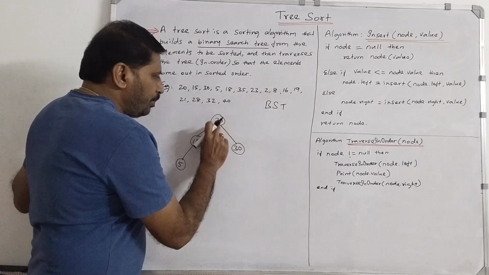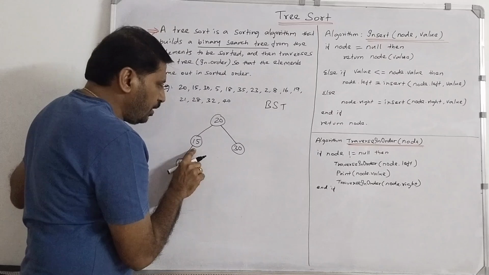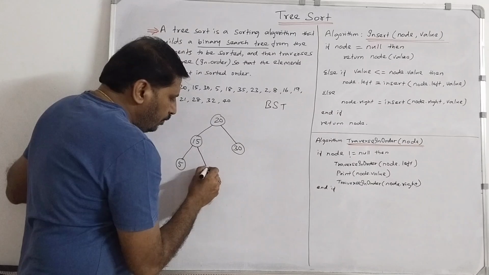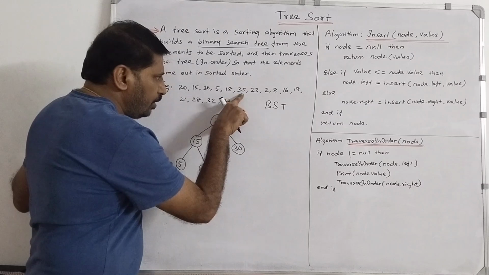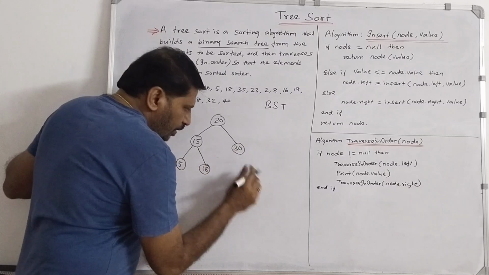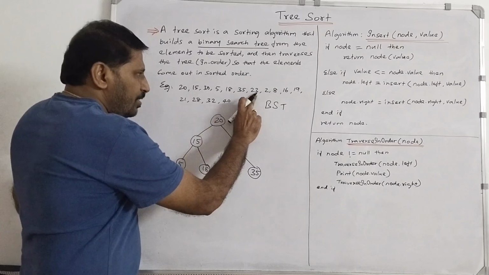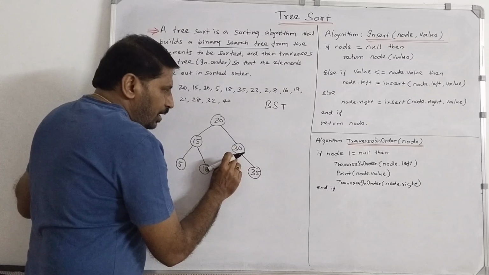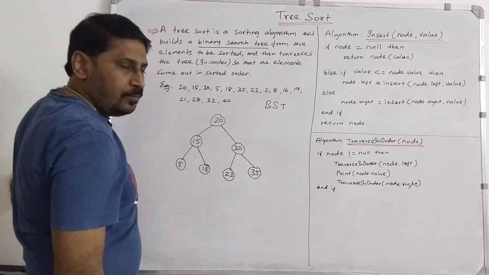We take the next number, 18. Compare with 20, it is lesser, so we come to the left-hand side; compare with 15, 18 is greater, so we come to the right-hand side and place this value here. Taking the next number, 35, compare with 20, greater, come right; compare with 30, greater, so we insert it on the right side of 30. Next number is 23: compare with 20, greater, we come to the right side; compare with 30, lesser, so we attach it as the left child of 30.